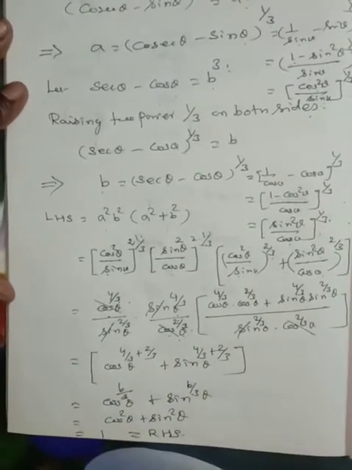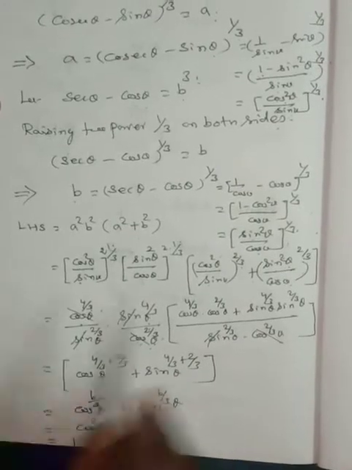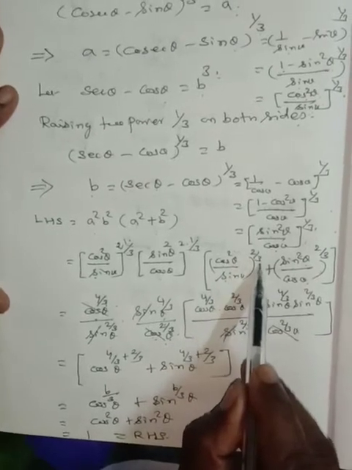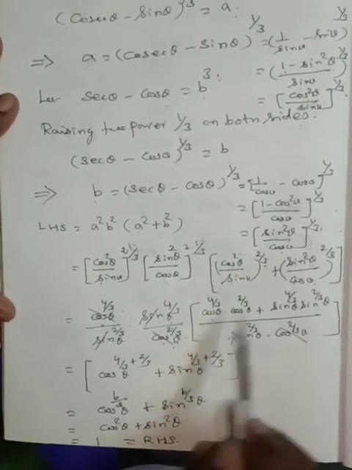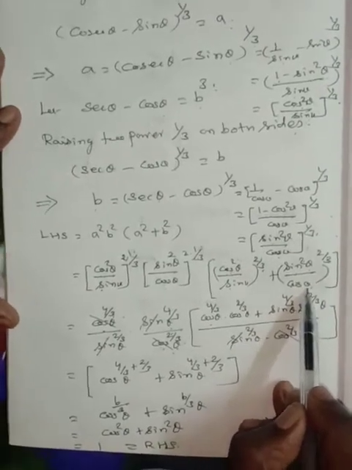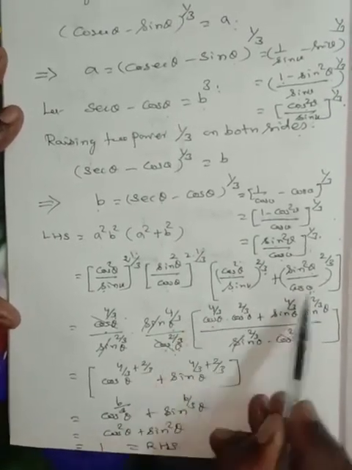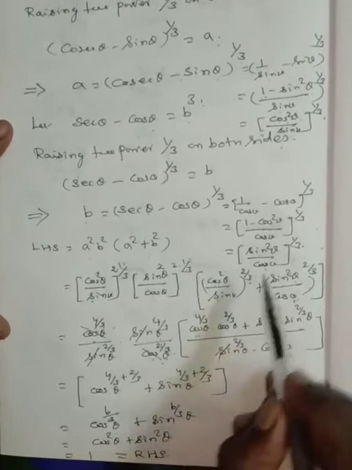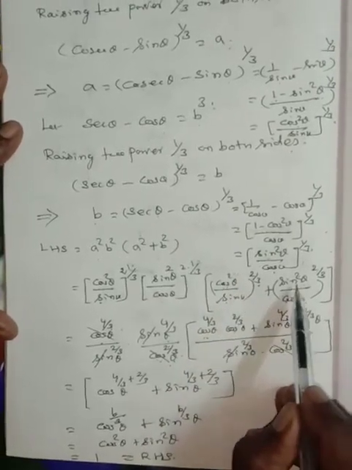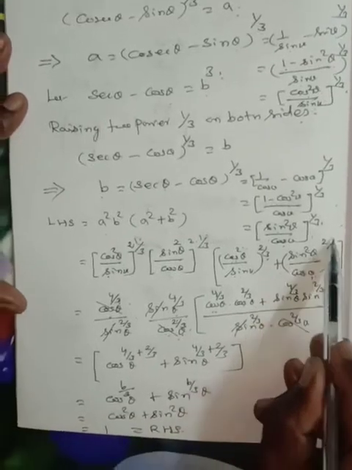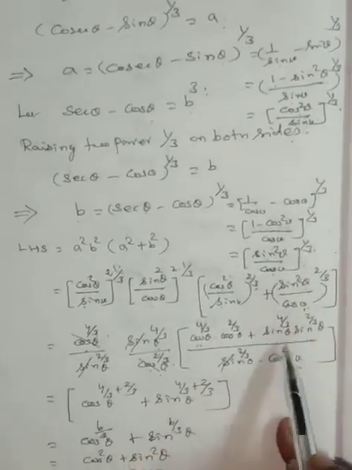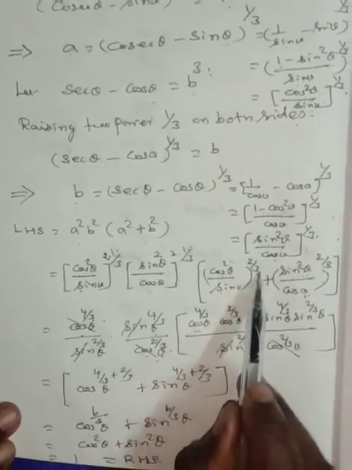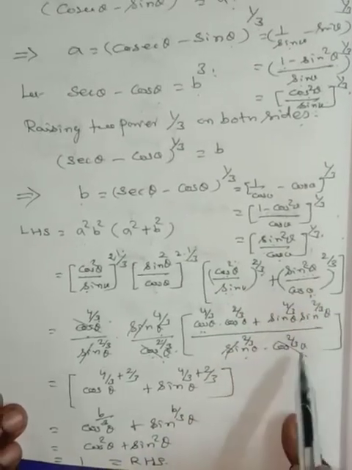Okay. Now second bracket over. Next third bracket, taking LCM we get cos square power 2 by 3 means cos power 4 by 3. Taking LCM, here denominator cos power 2 by 3. So cross multiplying we get cos power 4 by 3 theta cos power 2 by 3 theta plus here denominator sin power 2 by 3, here numerator sin power 4 by 3 theta. So taking LCM we get sin power 4 by 3 theta sin power 2 by 3 theta whole divided by sin power 2 by 3 theta into cos power 2 by 3 theta.